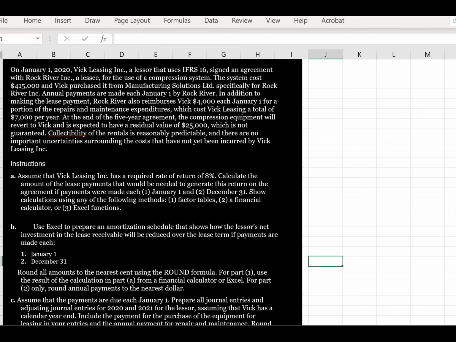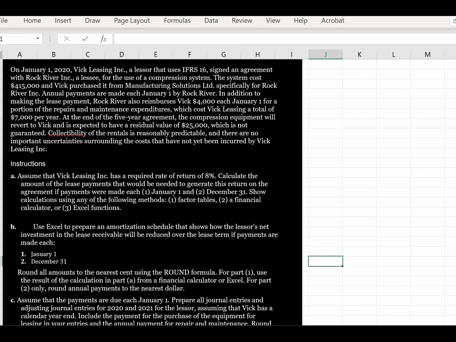Annual payments are made each January 1st by Rock River. In addition to making the lease payment, Rock River also reimburses Vic $4,000 each January 1st for a portion of the repairs and maintenance expenditures, which cost Vic Leasing a total of $7,000 per year. At the end of the 5-year agreement, the compression equipment will revert to Vic and is expected to have a residual value of $25,000, which is not guaranteed.